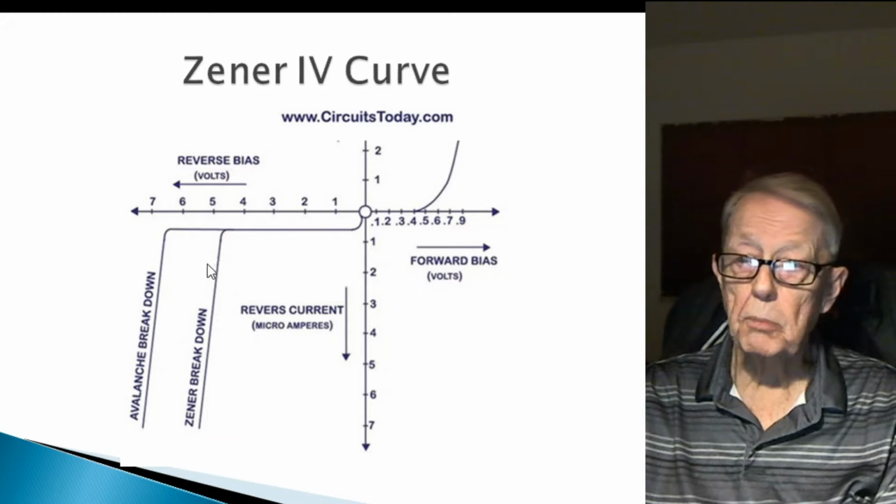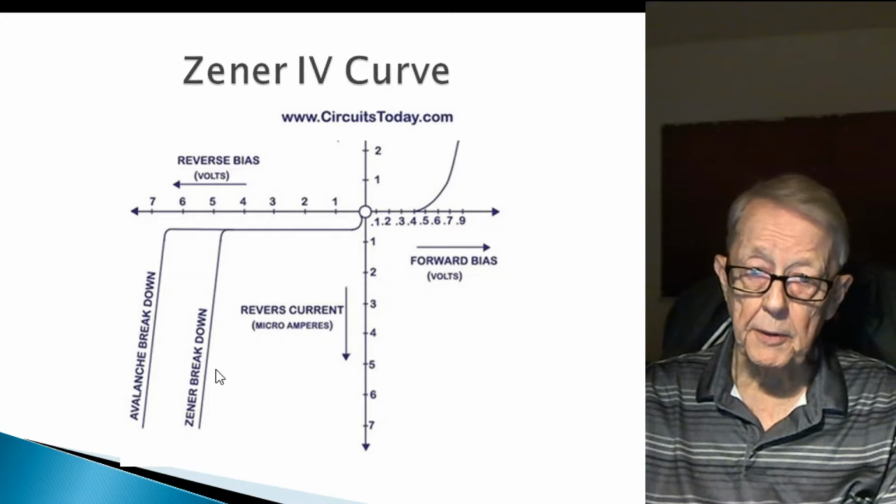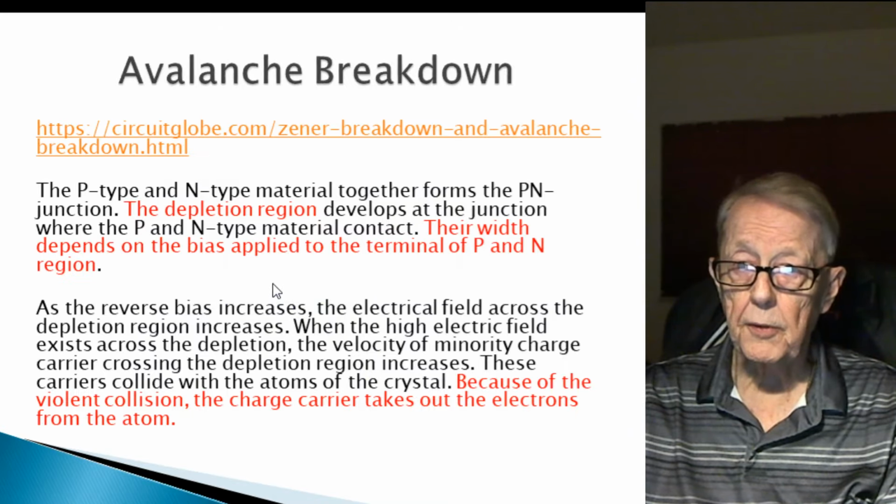And then there are 2 breakdowns, and we're going to talk about both of these. There's the Zener breakdown, which is its operating point, up and down this line. And there's the avalanche breakdown that happens, and we'll talk about both of those.